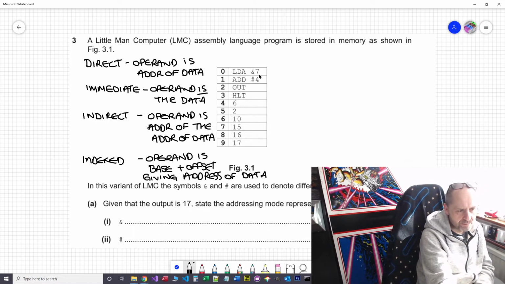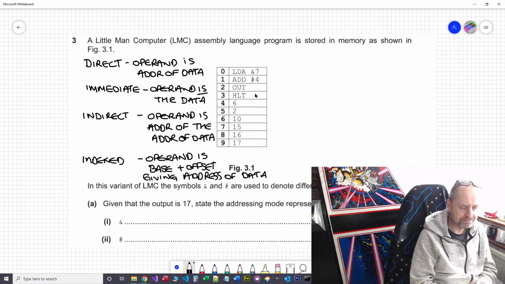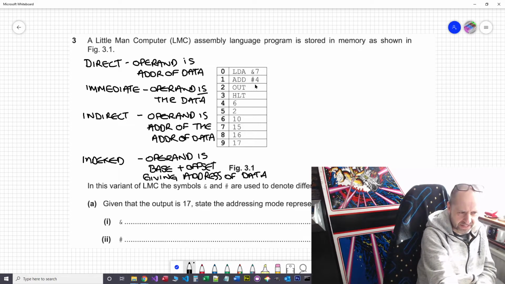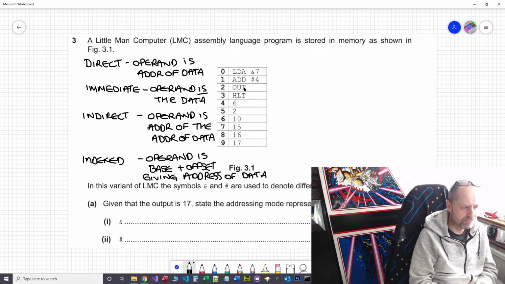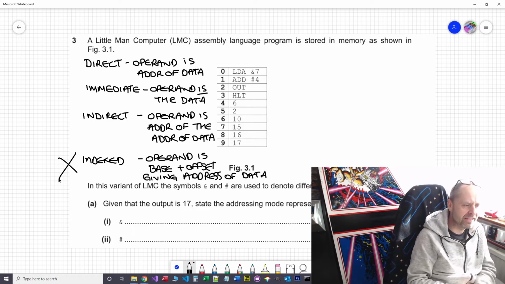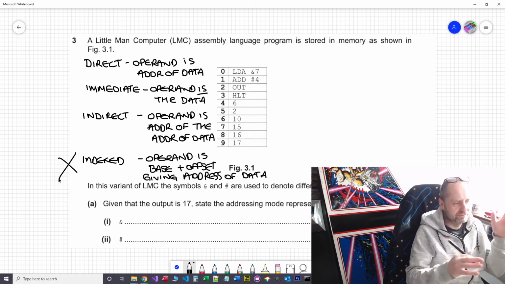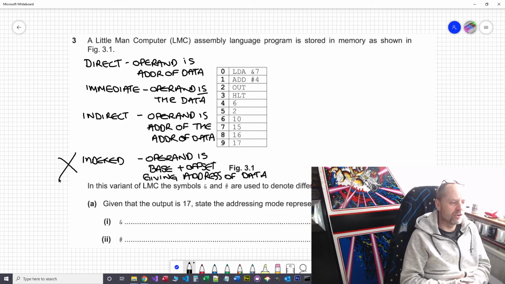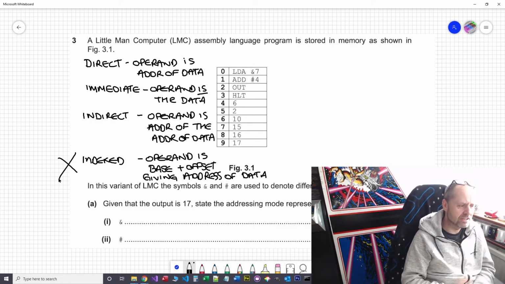We only have one piece of information in the operand for these two instructions. So it's these two lines, the ampersand and the hash symbol. But there's only one piece of information. So actually, indexed requires two, a base and an offset. So we can discard that one straight away. So at least we haven't got 4 different things to look at. But we've got to tackle this in a logical way. We can't just randomly guess.